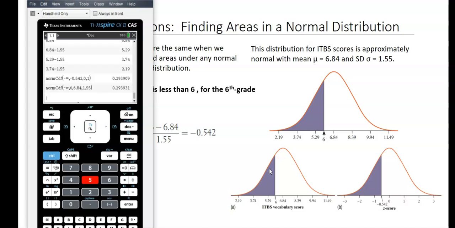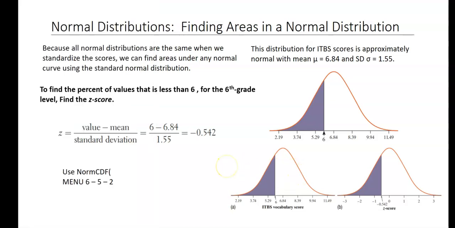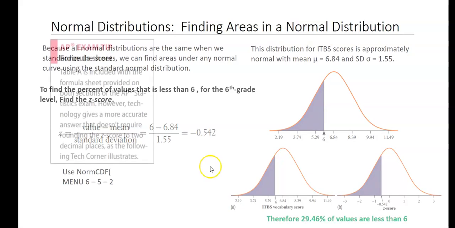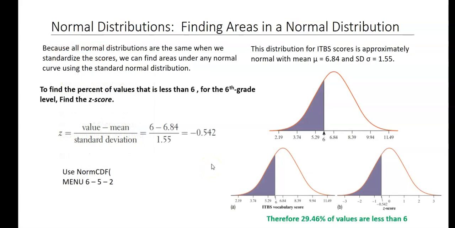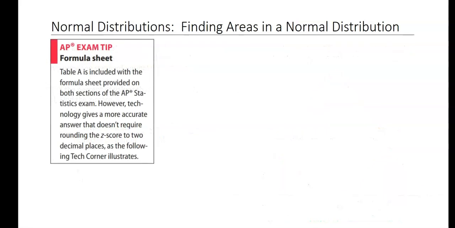Get the exact same answer, basically. I rounded off the z-score, that's why it's slightly different. Technically, the second one would be a little bit more accurate, but both answers are just fine. Again, you would show your work when you use calculator speak, all that. And in words, 29.46% of the values are less than 6. They require z-score rounded to 2 decimal places. I hadn't heard that before, but I think that's probably about right.